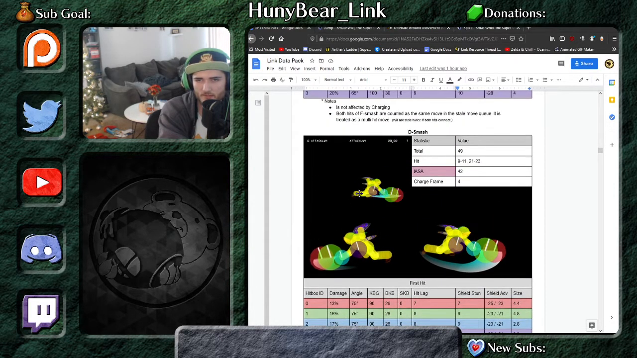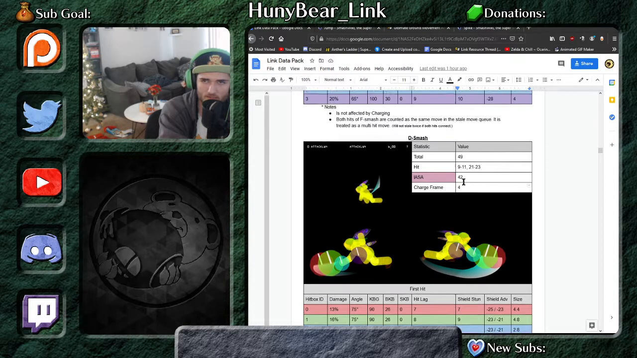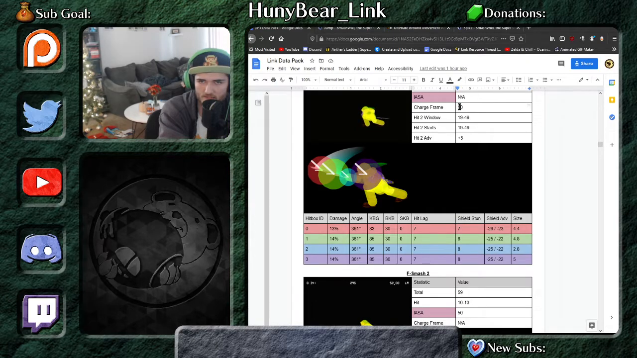Then you have down smash, another multi-hit move. This is one of your bread and butter moves. It takes 39 frames in total, but is interruptible on frame 42. It hits on frame 9 in front and 21 in back. It has a charge frame on frame 4, as opposed to like frame 10 in forward smash's case.